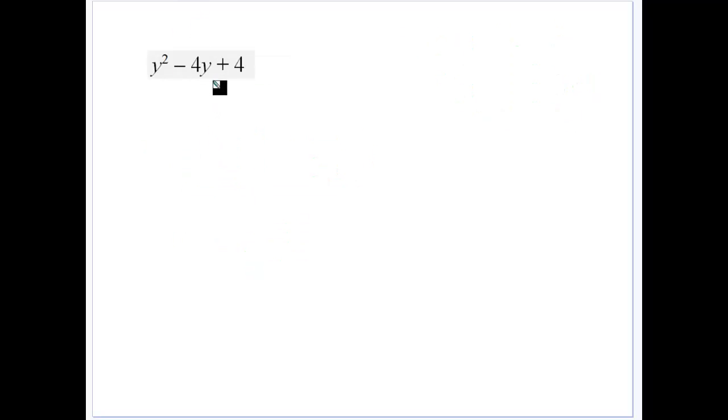So let's have a look at another example: y squared minus 4y plus 4. Well, what 2 numbers are going to multiply to give us positive 4 but add to give us minus 4?